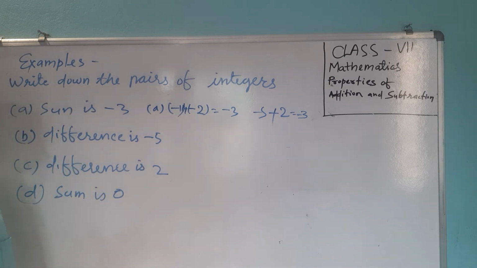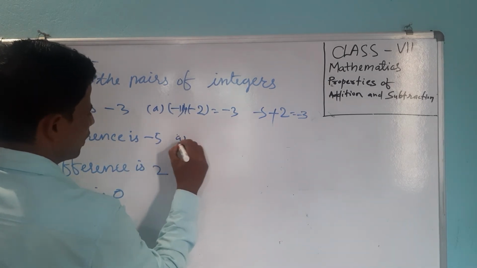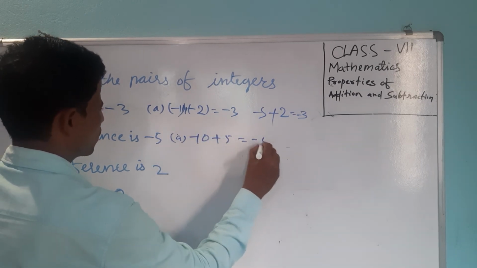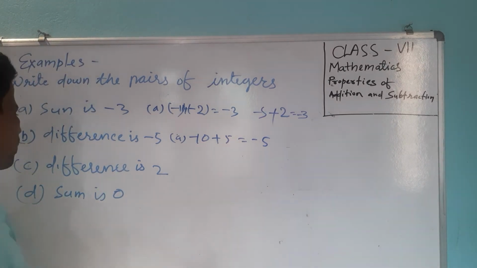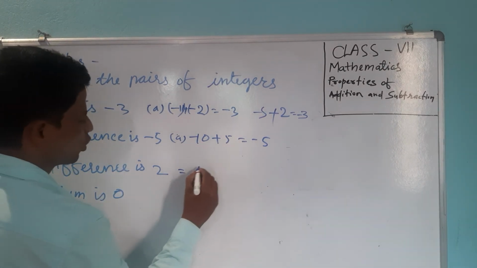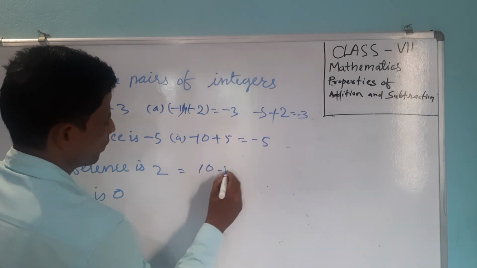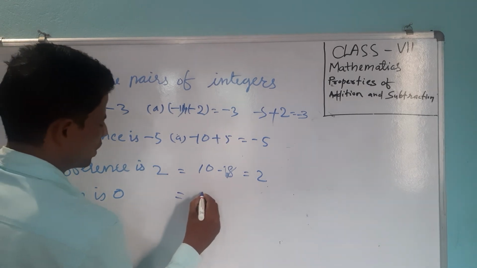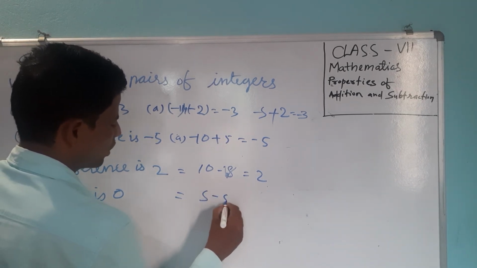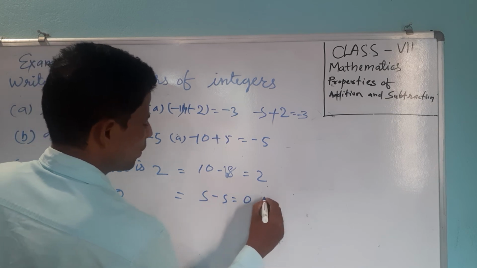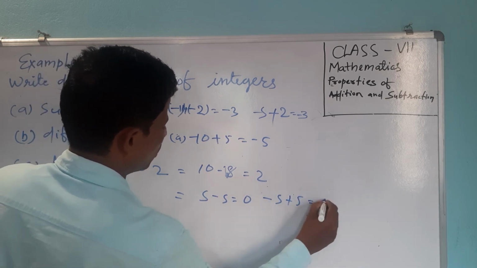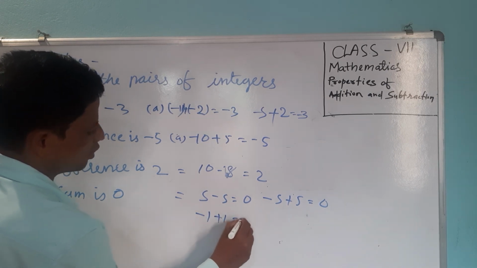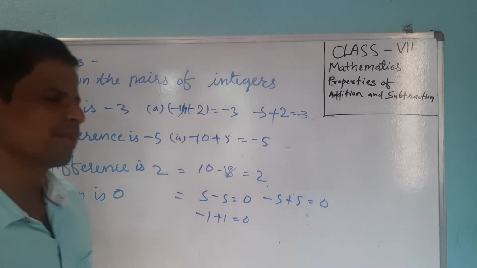Here the difference is minus 5, then write 10 minus 10 plus 5 is equal to minus 5. Like this we can find many pairs. Difference is 2, so 10 minus 2, 8 is equal to 2, like this. And sum is 0, 0 means minus 5 plus 5 is equal to 0. Also minus 1 plus 1 is equal to 0, like this we can find many pairs of numbers.